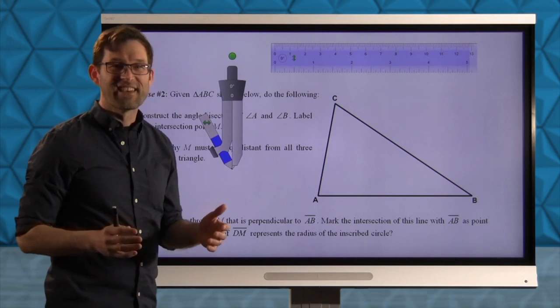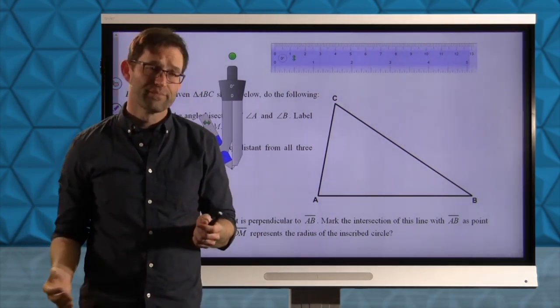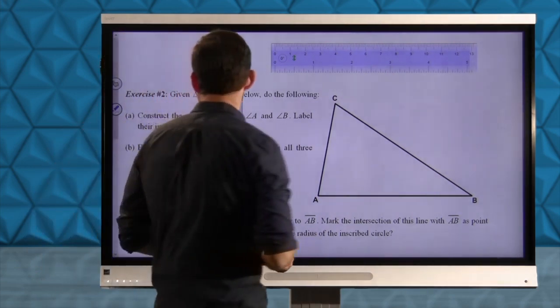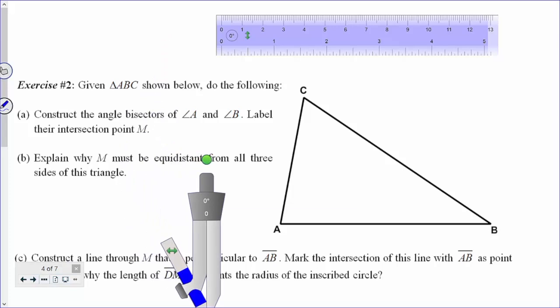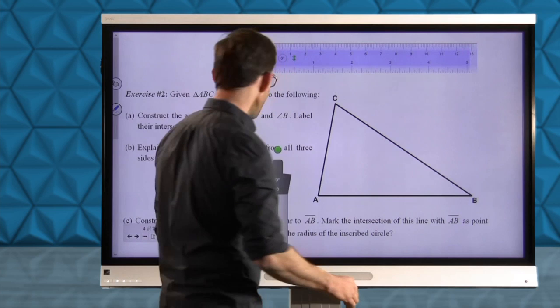We've got to be able to recognize it, and now let's construct it. I'm kind of curious to see how close I can get with this construction. I almost never get it perfect, but we'll see how good we can get it. Exercise number 2. Given triangle ABC shown below, do the following. Letter A. Construct the angle bisectors of angle A and angle B. Label their intersection point M.